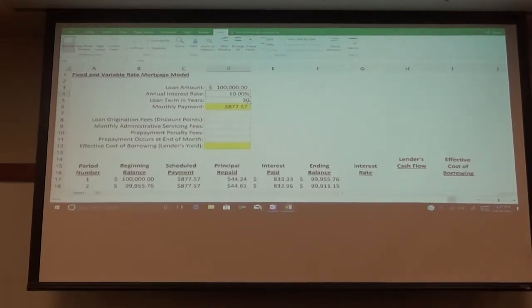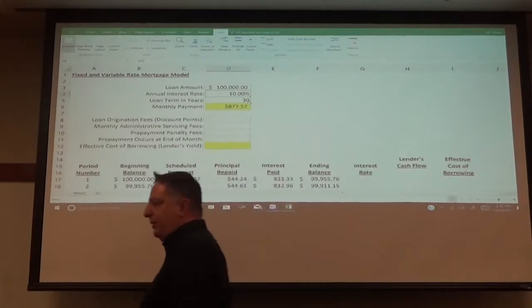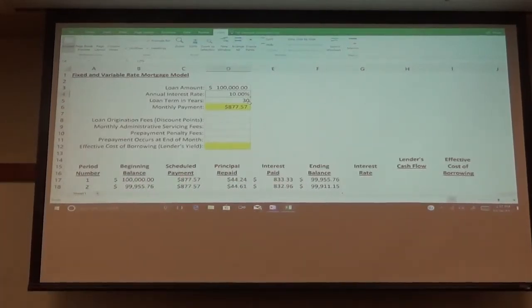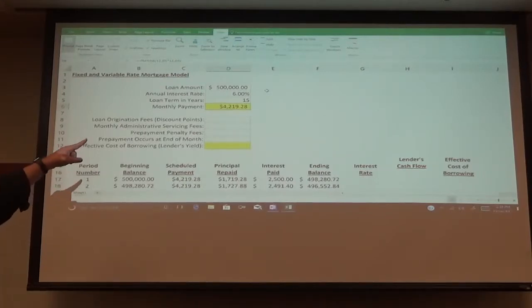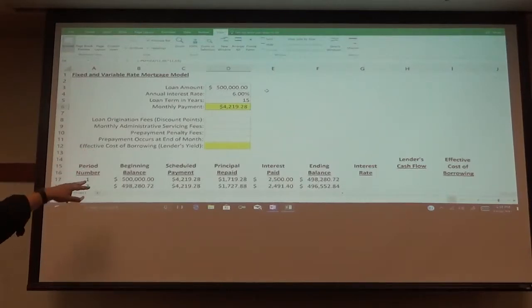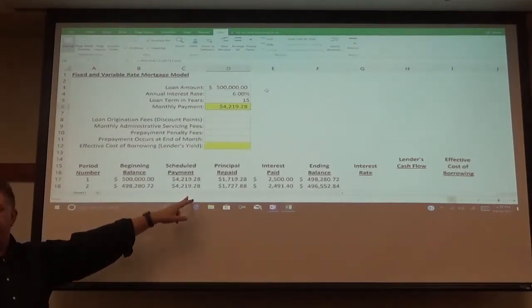So now, with this one, let's just play around with it a little bit. If you've got everything working, let's stress test it. For the loan amount, let's change that to $500,000, the interest rate to 6%, and the loan term to 15 years. So $500,000, 6%, 15 years. First of all, let's make sure that our monthly payment is correct, $4,219.28. And that obviously populates down here correctly.